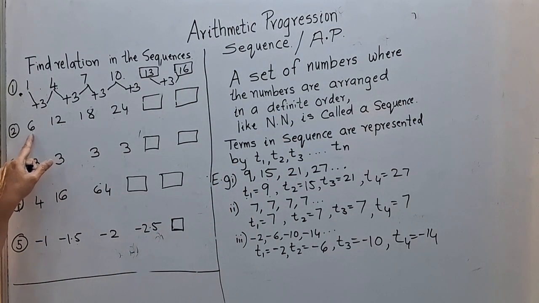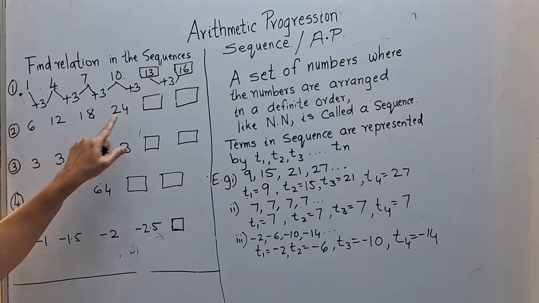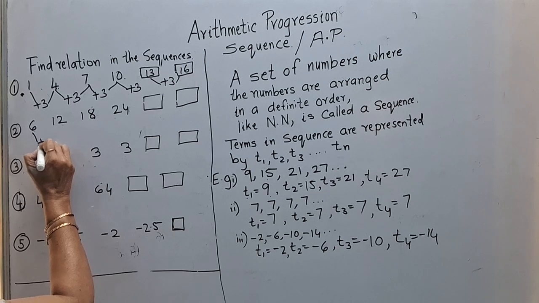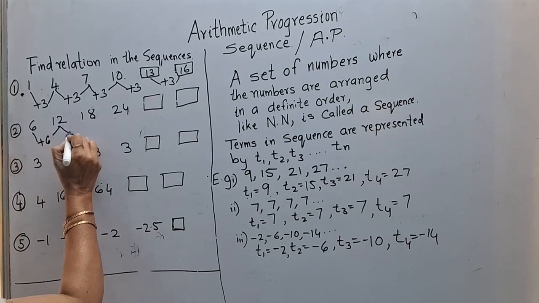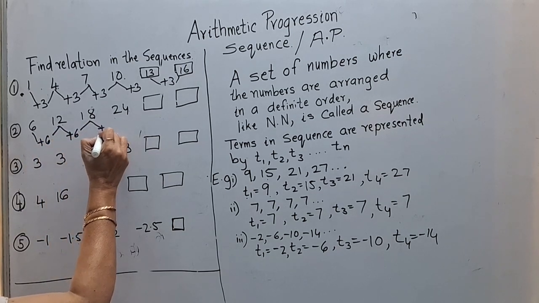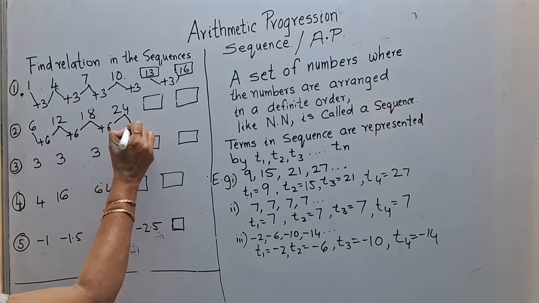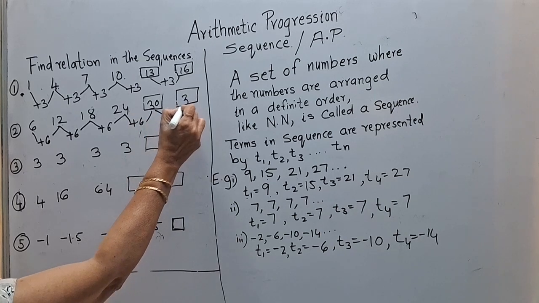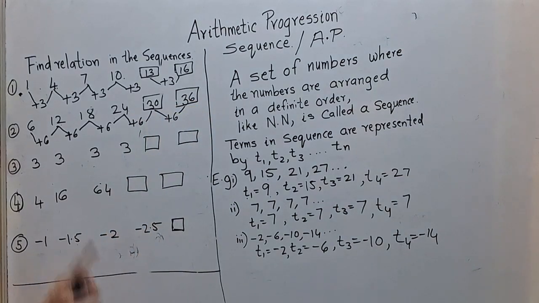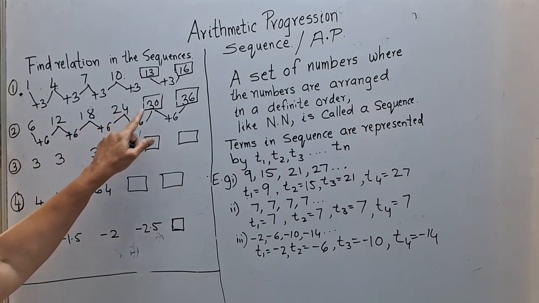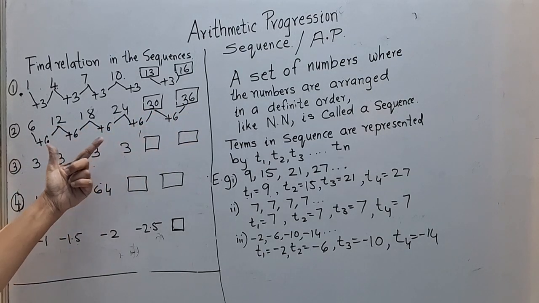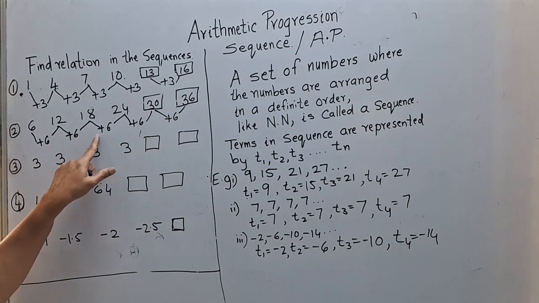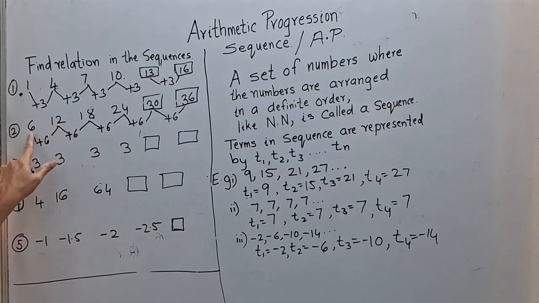Similarly, you can try the second sum, 6, 12, 18, 24. It's the table of 6, meaning addition of 6, right? So, plus 6, 12; 12 plus 6, 18; plus 6, 24; plus 6, 30; plus 6, I will get 36. So, again 6, 12, 18, 24, 30, 36. It is arranged in a definite order. What is the difference? That is 6 between the second and the first term.